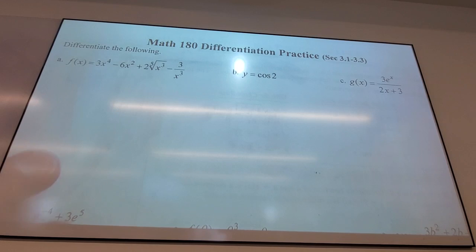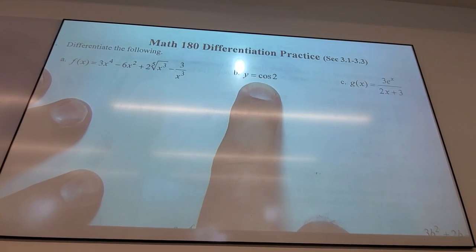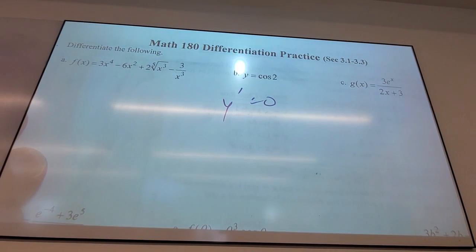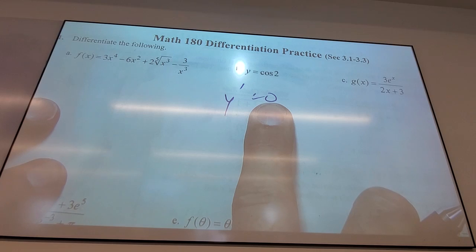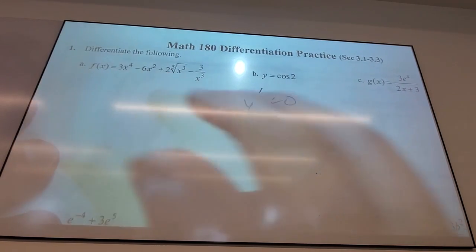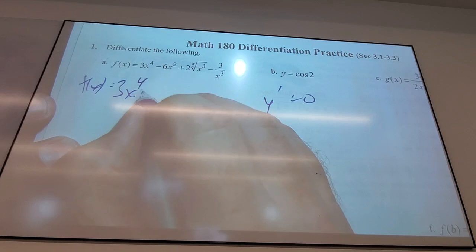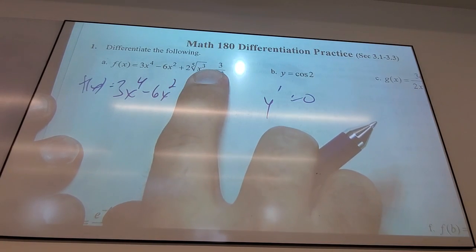Alright guys, let me catch up. What's this one? Freaking 0, because cosine of 2 has no variable dependence, it's a constant. So its derivative is 0. This guy, when you go to rewrite this, you have to remember roots on the bottom like plants, powers on the top because they're powerful.